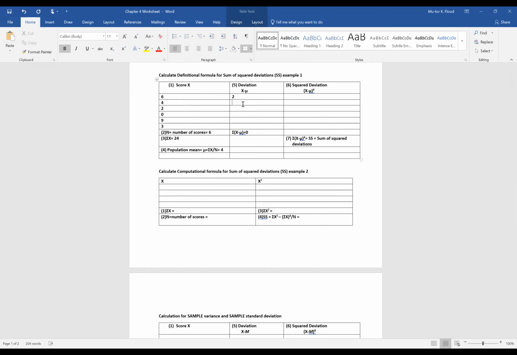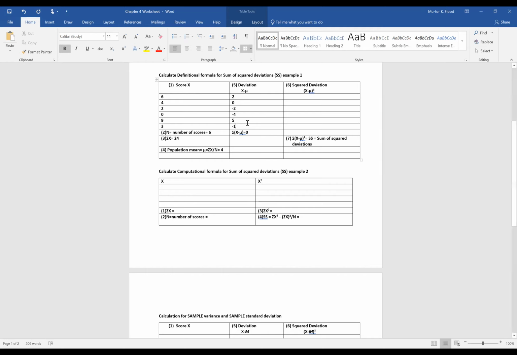4 minus 4 gives us 0. 2 minus 4 gives us -2. 0 minus 4, I'm sorry, let's see. Sorry, 0 minus 4 gives us -4. 9 minus 4 gives us 5. And 3 minus 4 gives us -1.